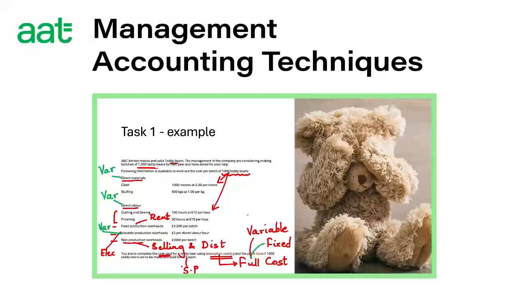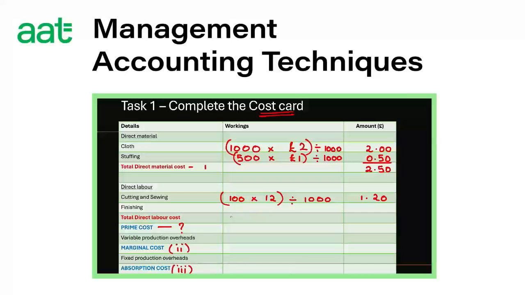Then finishing. We were told staff take 50 hours to finish them off properly at £15 an hour. These staff are more expensive. So 50 hours at £15 per hour. I think that comes to about £750. Divide that by the 1,000 teddy bears they're making in that time. So it's costing them 75 pence per teddy bear. Now, this direct labor cost could be worth another 1 or 2 marks in your exam. So if we just add those two up, £1.95 is our direct labor cost.